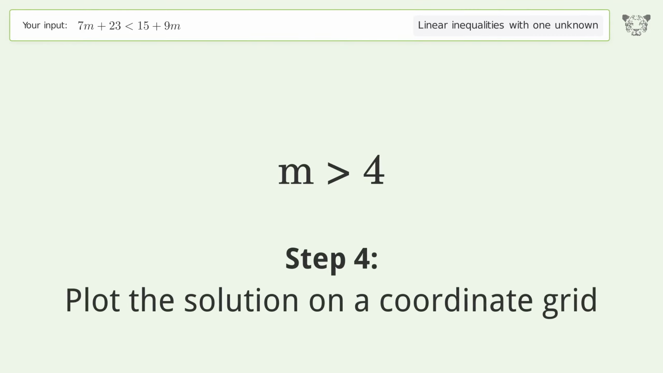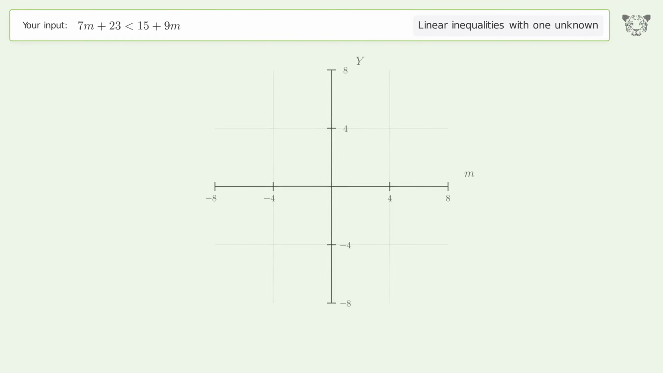Plot the solution on a coordinate grid. And so the final result is m greater than 4.